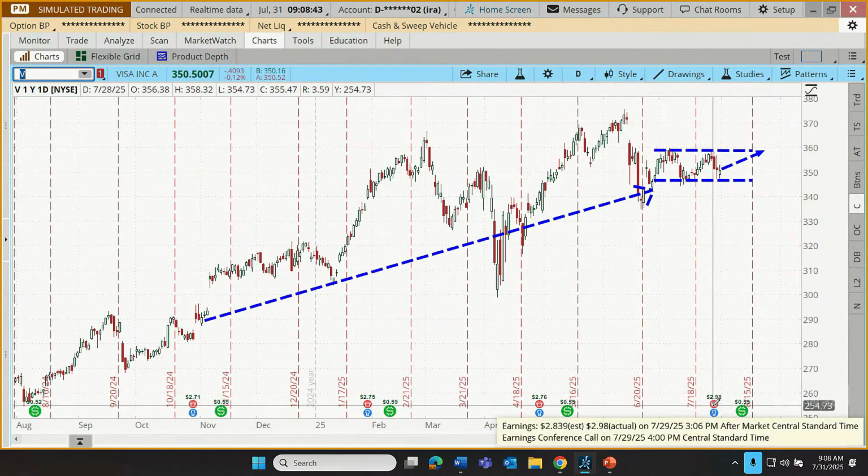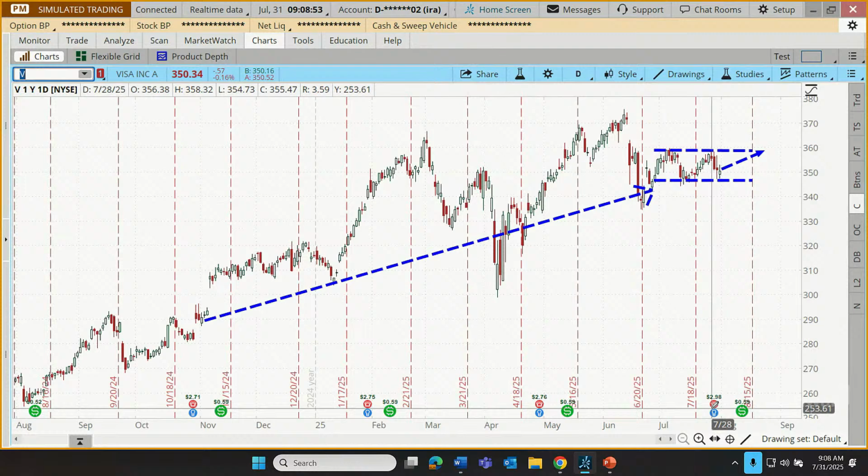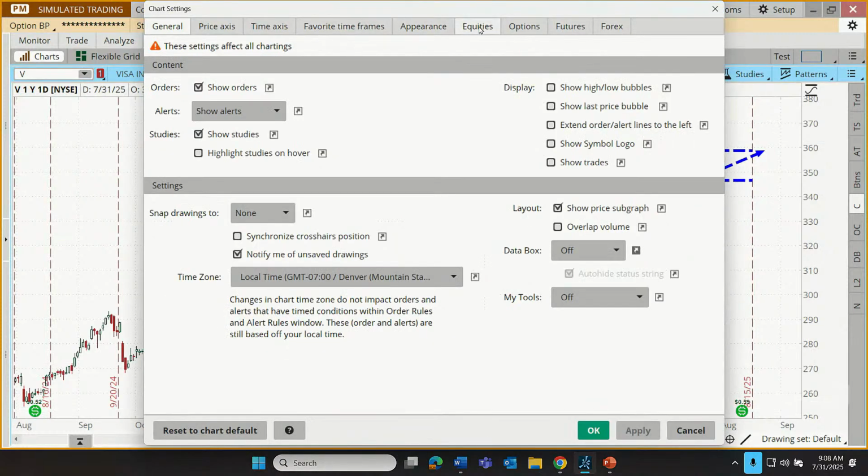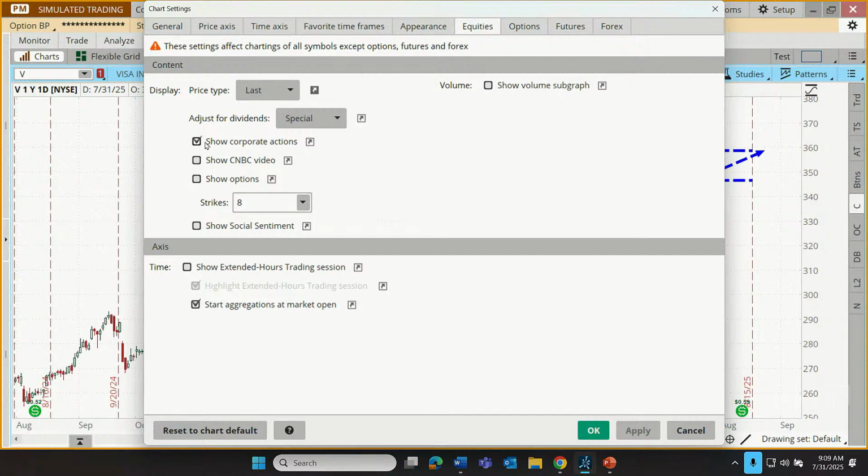We're right in the thick of earnings season. So when we're going through a list of potential trade candidates, if a trader doesn't want to get in right before an earnings announcement, they may want to keep an eye out for these icons down at the bottom. If you're not seeing them, they can be added right up here under your chart settings. Just go to equities and make sure that this box for show corporate actions is checked.